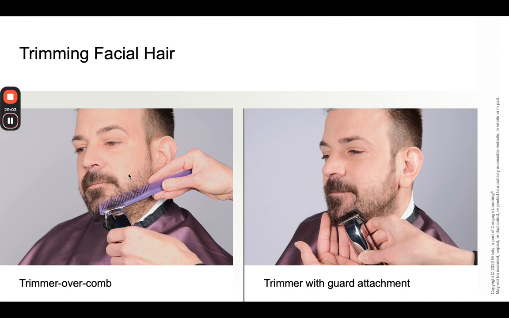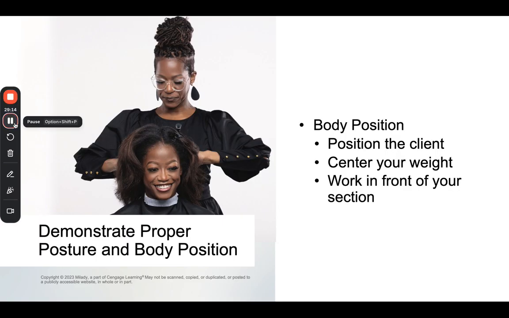Facial hair can be trimmed with or without a guard. If you don't use a guard for facial hair, it's recommended that you use a comb. So you can do trimmer over comb or a trimmer with a guard attachment.